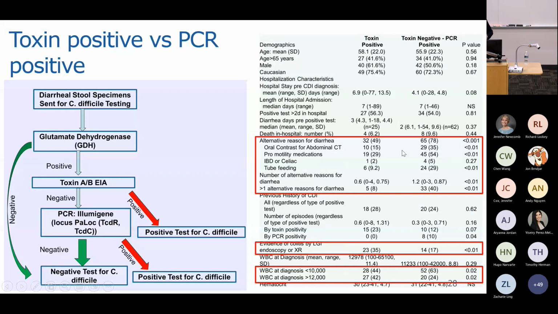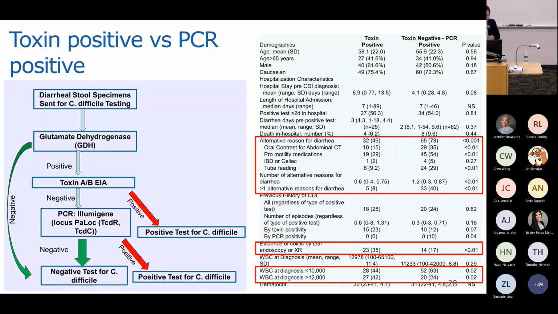For example, those who were negative on the toxin test but positive on PCR were far more likely to have alternative reasons for diarrhea. They were on a bowel regimen. Do you have patients on bowel regimens who are being tested for it? So someone is being put on lactulose because they have severe diarrhea, and then they open up, and then they're being tested for C. diff because, you know, God knows. And so we found that this patient group was very unlikely to have actually C. diff, and that's the reason why we don't do that.